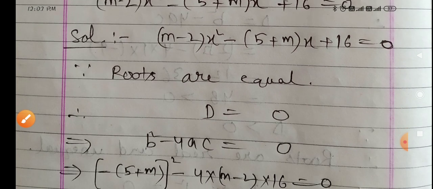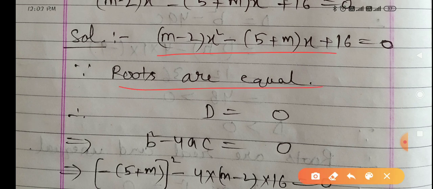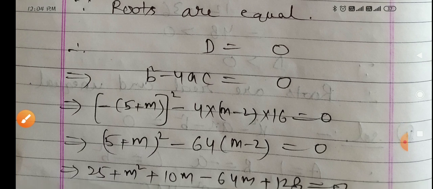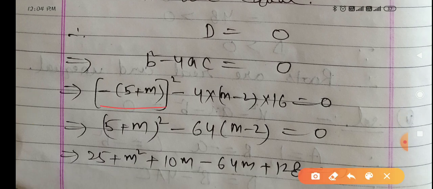So here you can see I have written given equation, roots are equal, D equals 0, and D means b square minus 4ac. So b square minus 4ac equals 0. Now what is b? You can see this is the value of b, minus 5 plus m whole square, minus 4 into value of a, m minus 2, value of c, 16. Now the square of a negative number is positive, so that's why I have written 5 plus m whole square. The negative sign, due to this square, will become positive. Now 16 times 4 is 64, m minus 2.